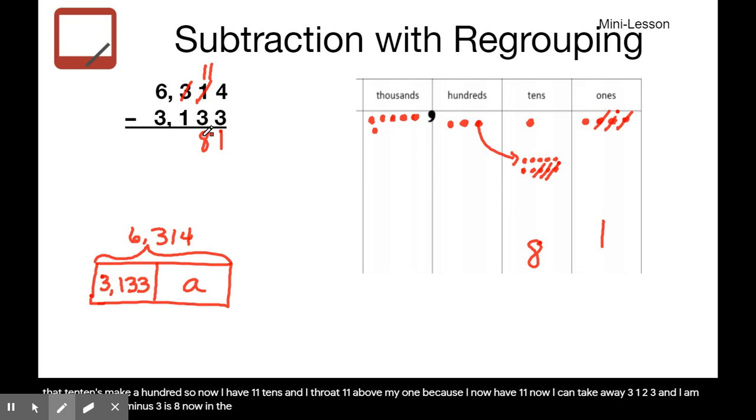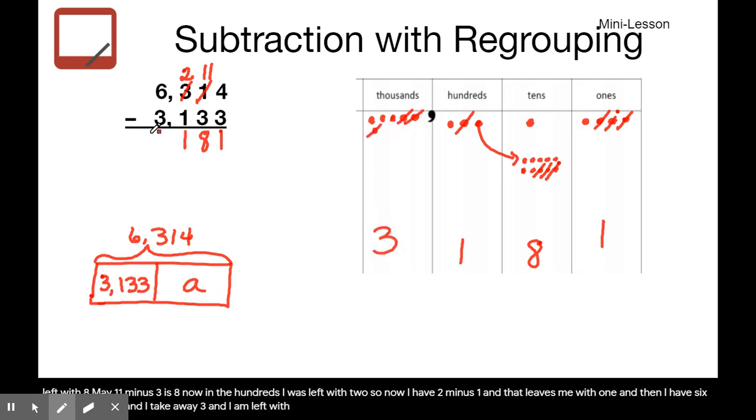Now in the hundreds, I was left with 2. So now I have 2 minus 1, and that leaves me with 1. And then I have 6 in the thousands, and I take away 3, and I am left with 3. So my answer, or what we call the difference, is 3,181.